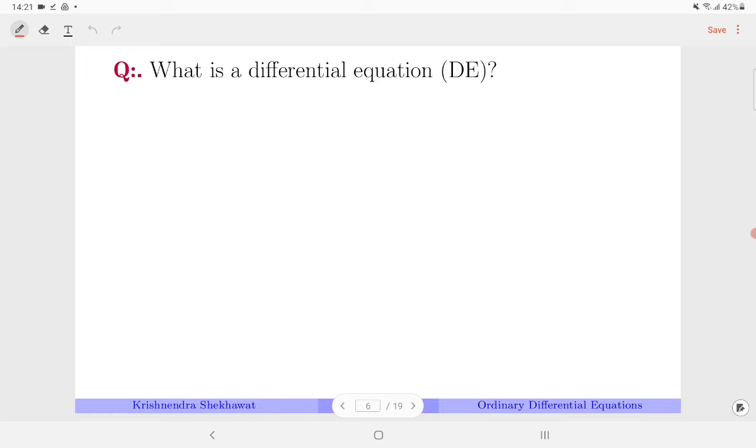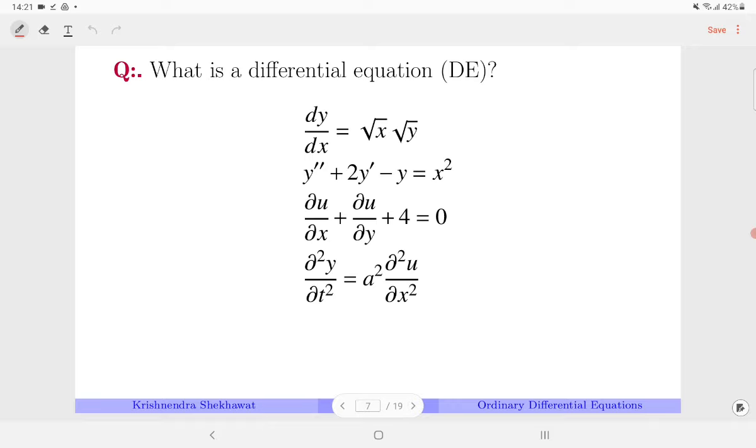To begin with, let's start with what a differential equation is. How do we define a differential equation? Here are a few examples of differential equations. In all these differential equations, you can see that there are mainly two kinds of variables: one is the dependent variable and one is the independent variable. Here u is a function of x and y. So u depends on x and y, and therefore u is a dependent variable, while x and y are independent variables.